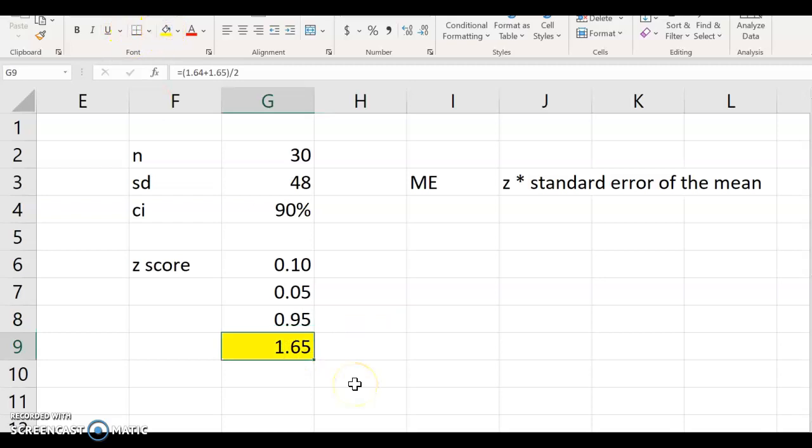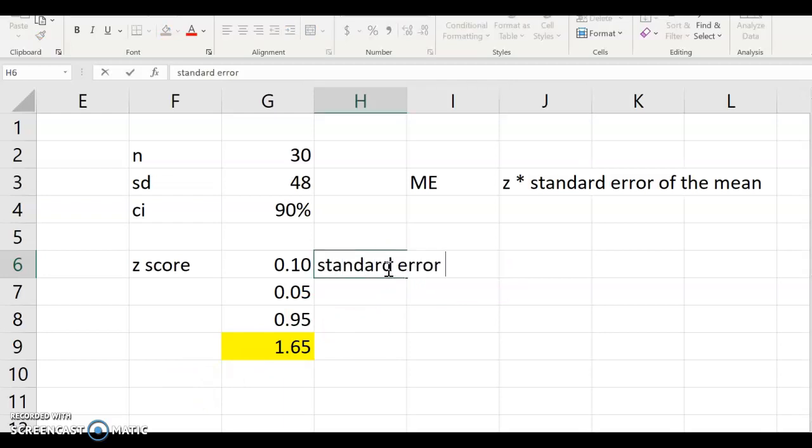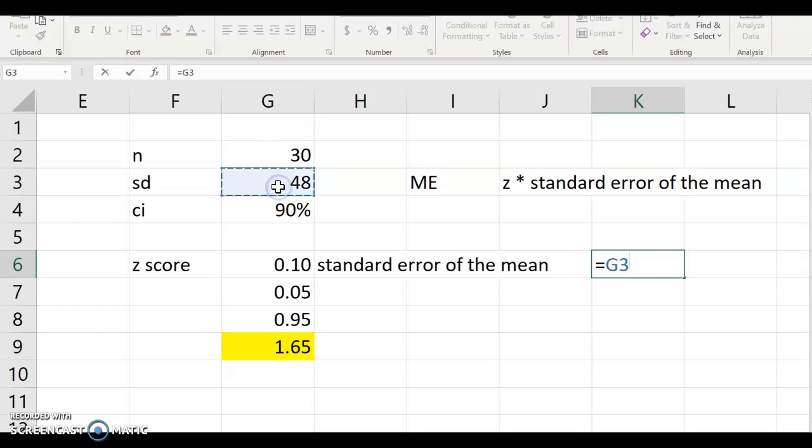Okay, so we have found the z-score, and now we need to find the standard error of the mean. And if you look in the view and example, you'll see that that is equal to the standard deviation, so 48, divided by the square root of n, which is 30. Okay, so here is our standard error of the mean. And for the standard error of the mean, they want you to round to 4 decimal places.